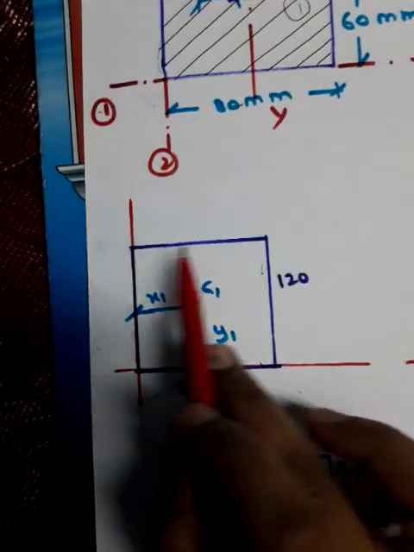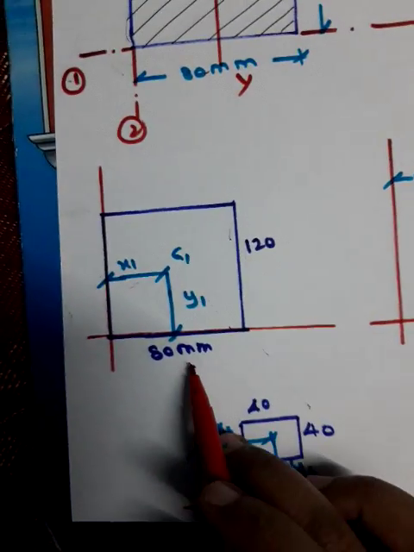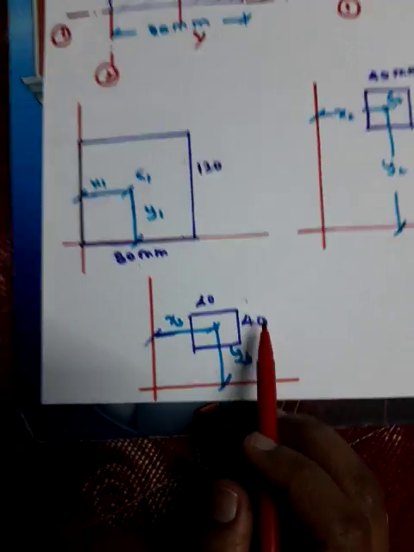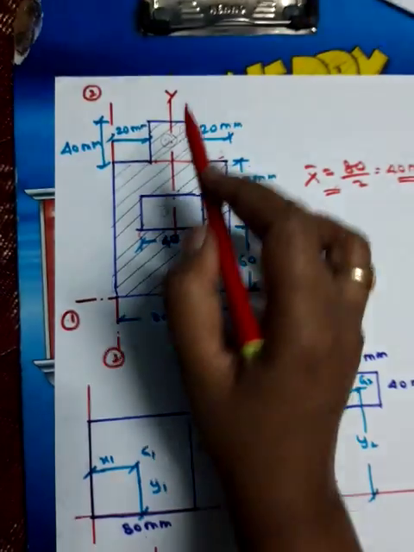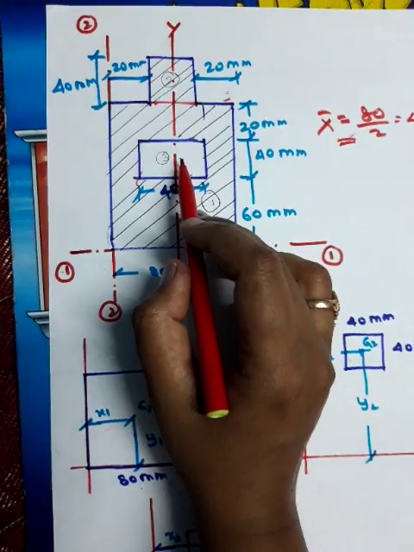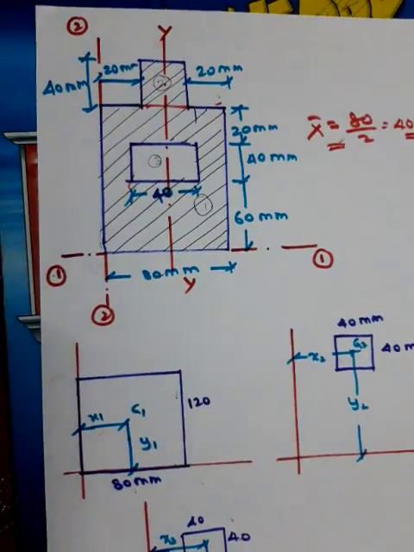Now I have separately written the areas here. It is 80 by 120, the second is 40 by 40, and the third is 40 by 40. That means the first I am going to consider, the second I am going to consider, and the third I would be deducting, because we have to calculate the shaded area.